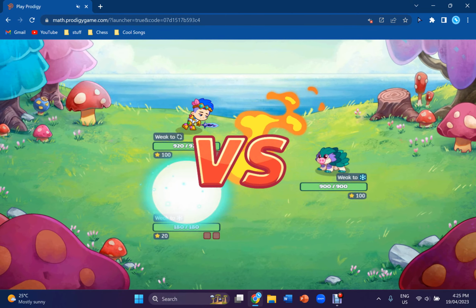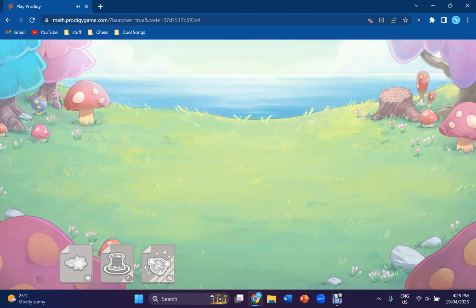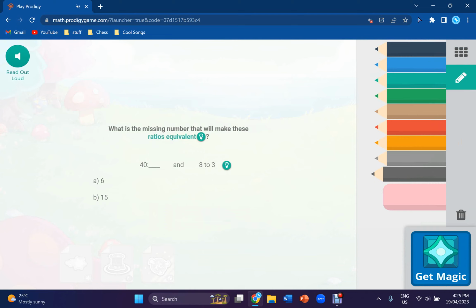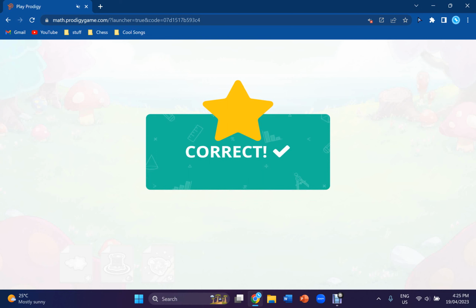And say what? Get magic. What? Why do I have Pico out? I have no idea. That's number one. Second of all, this looks so cringe and looks like the old Prodigy. And why does it say get magic? I have no idea. Let's answer the question and get magic. And let's see how it works.